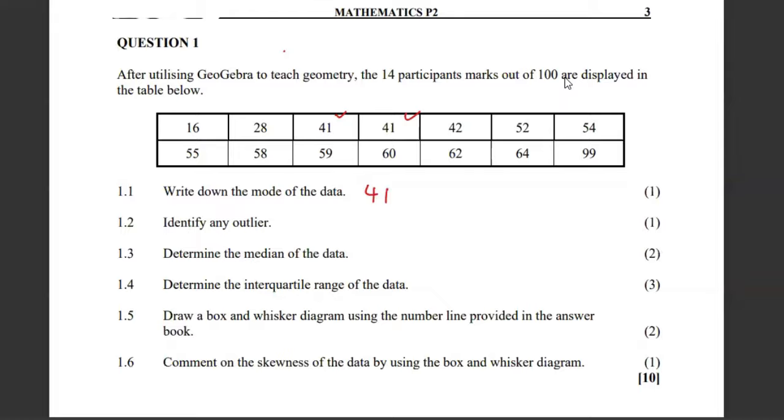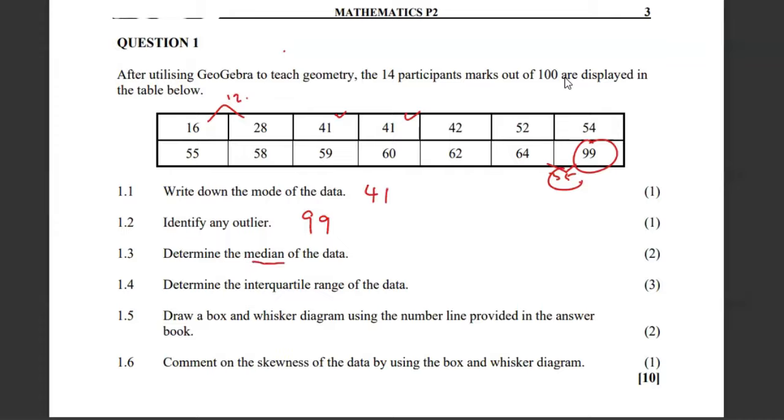Outliers are basically extreme values, whether they are too high or too low. When I look at the 16, it is not far away from 28, just a difference of 12. When I look at 64 and 99, that's like a 35 gap. So meaning that this 99 will definitely be an outlier. It's a very extreme mark. All right, then let's look at the median.